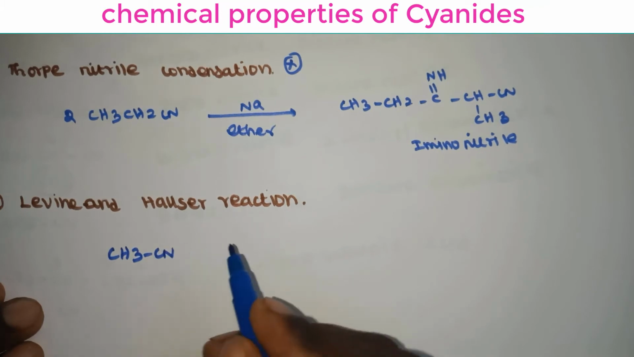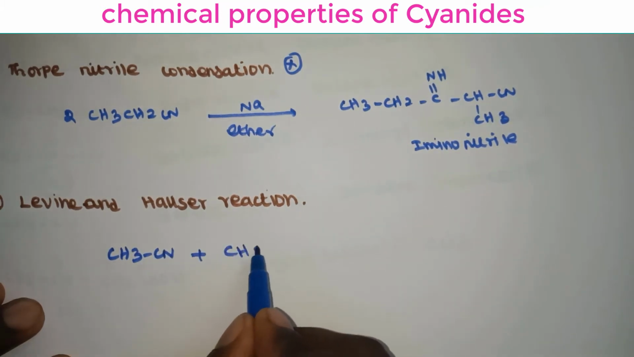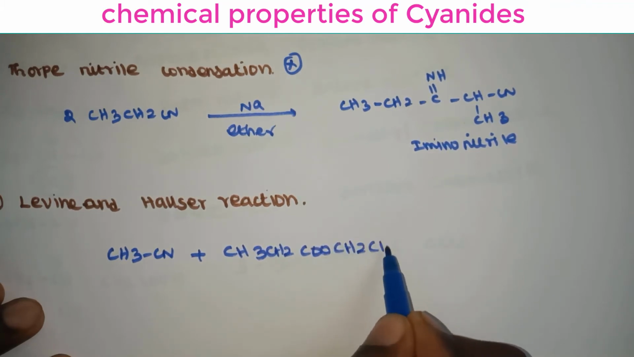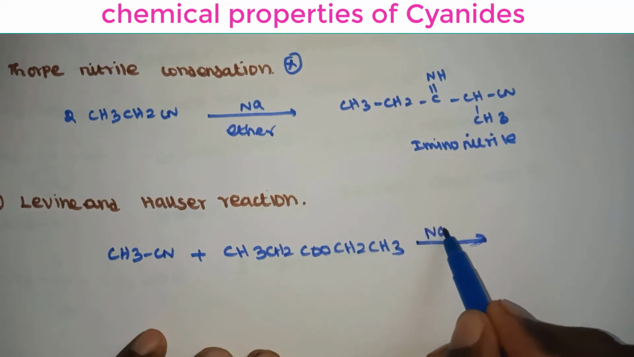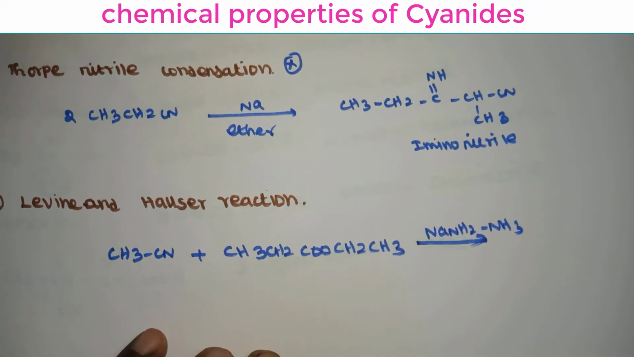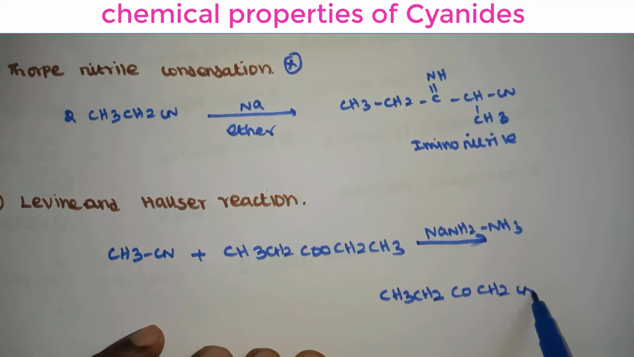CH3CN, methyl cyanide, reacts with an ester, CH3CH2COOCH2CH3, in the presence of sodamide, NaNH2, and ammonia to form a ketonitrile. This reaction is called the Levine and Hauser reaction. The product is CH3CH2COCH2CN. The name of this compound is 3-keto-pentane-nitrile.